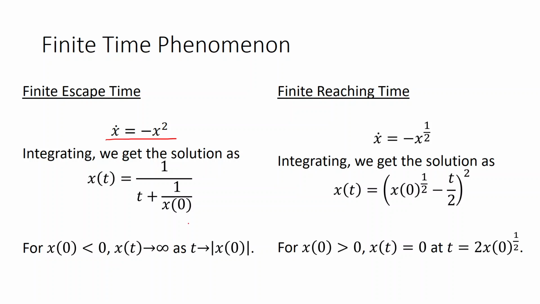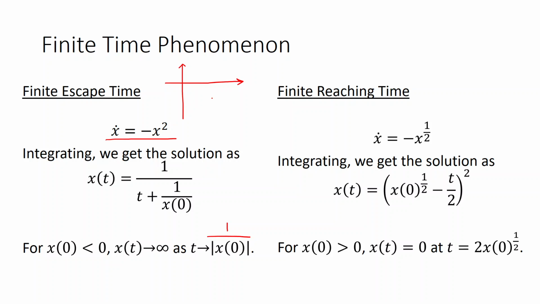And if you have your x0 as negative, then when t tends to 1 by mod x0, your x(t) will become infinity. So you don't need to wait for time going to infinity to have your system escape. Why is it called escape? It is escaping the state space, as if, so it is escaping to infinity.